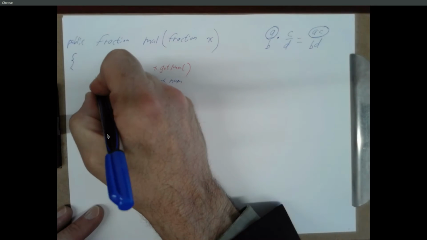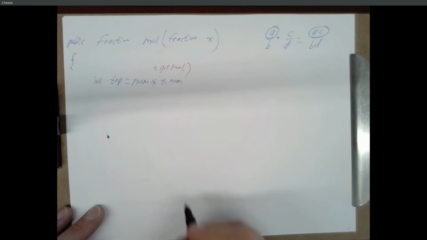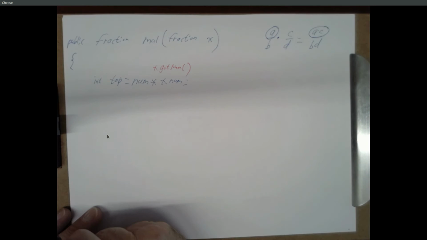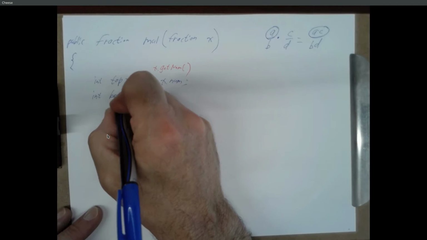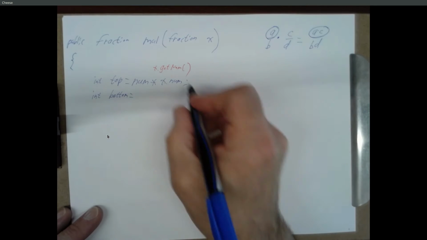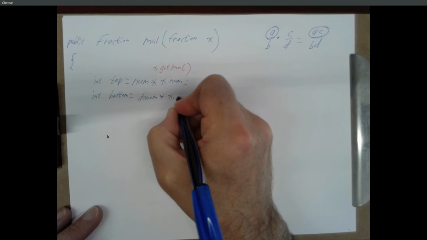So let's just say integer top equals numerator times x dot numerator. And integer bottom equals denominator times x dot denominator.